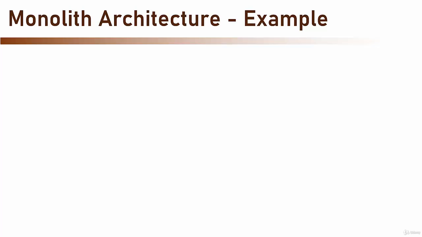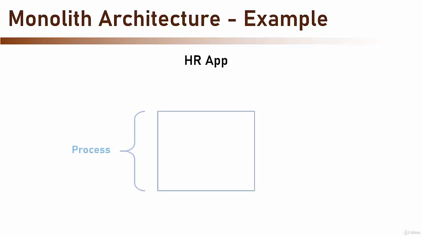So let's take a look at a typical monolith application. Let's talk about an HR app. As we said, a monolith HR app is actually a single process. This process hosts all the components of the application. Note how all the components in the diagram are enclosed within this process, and so make this application a real monolith without any kind of distribution.